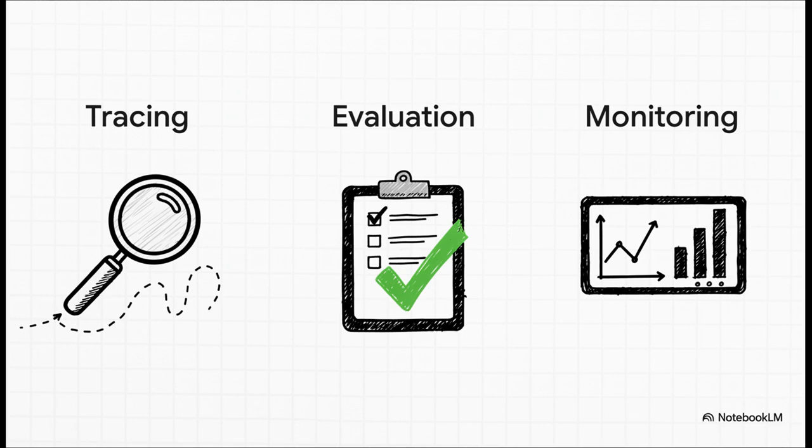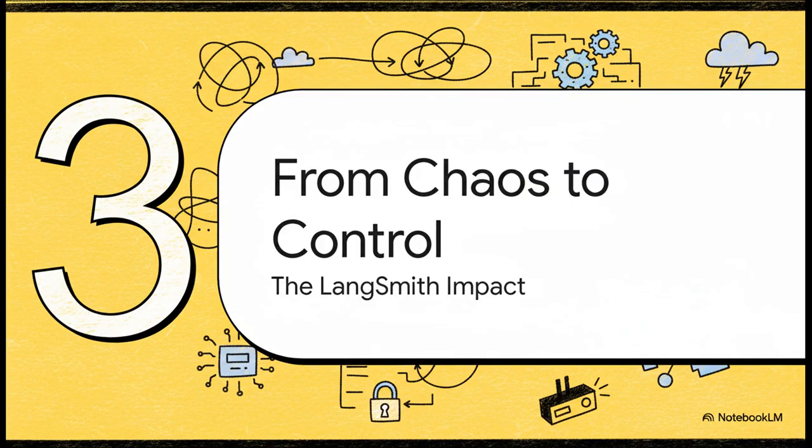Second, evaluation. This lets you build automated tests, which is huge for making sure a new feature doesn't accidentally break something that was working perfectly fine yesterday. And third, you've got monitoring, which gives you that 10,000-foot view with dashboards on performance, cost, and user feedback once you're live. And when you put those three pillars together, the impact is, well, it's totally transformative. You go from this state of chaotic guessing to a place of real, confident control over your AI. The difference is just night and day.